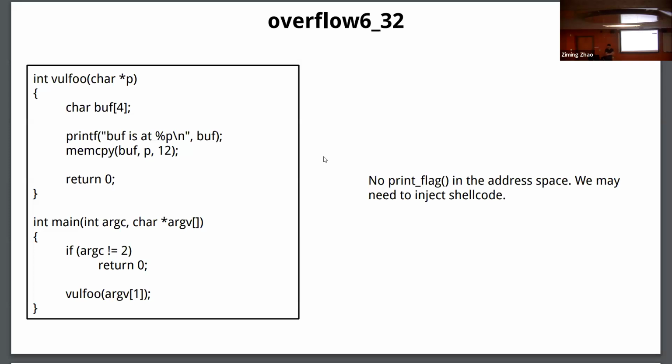So this is the program we are going to hack today. This program has a main function which takes 2 command line arguments. If it's not 2, just return. Then it has a function, overflow, which will call memcpy. Okay, so now we have another vulnerable function.